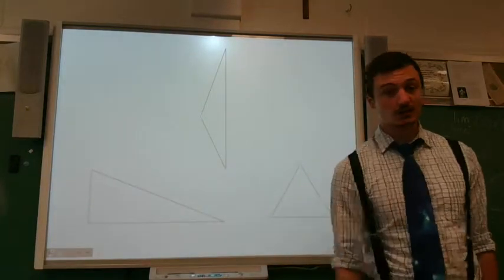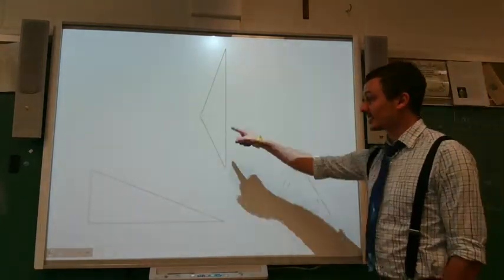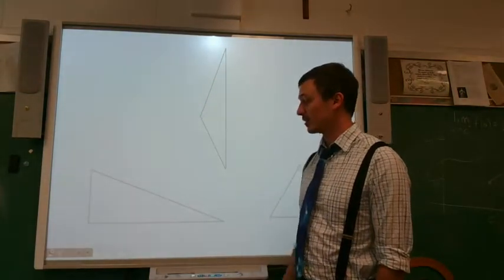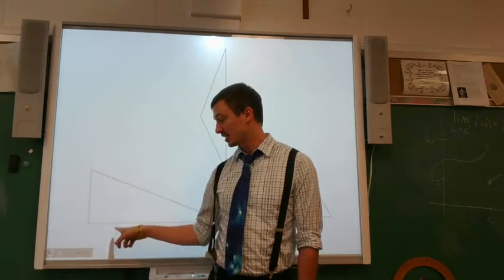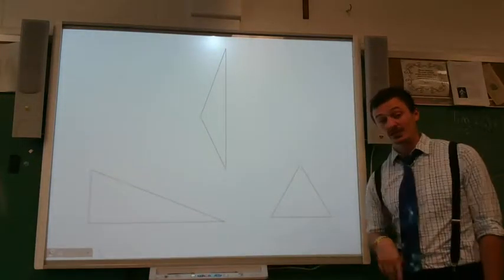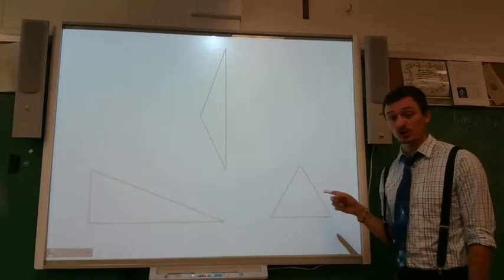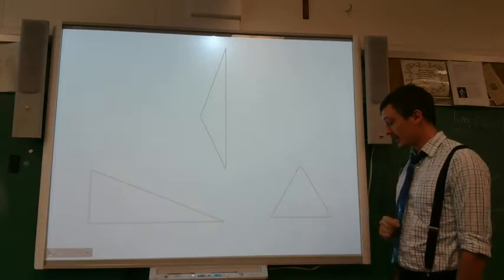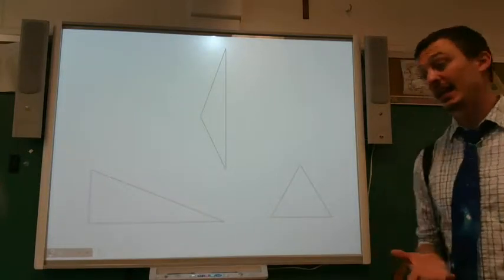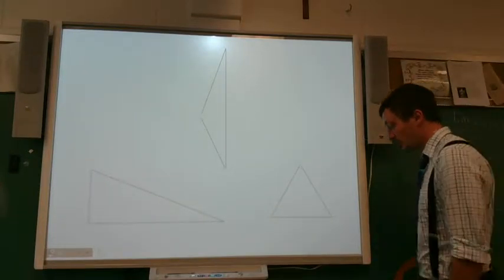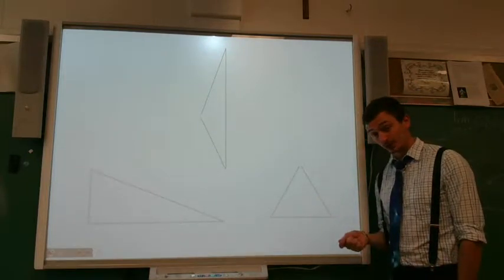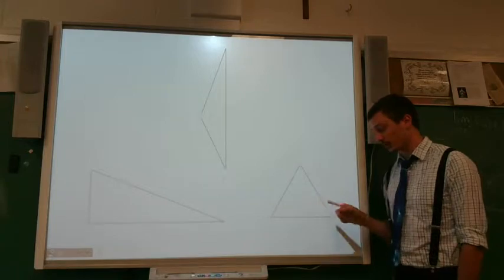In these three triangles, this is an obtuse triangle because it has one obtuse angle. This is a right triangle because it looks like it has one right angle. And this can have two classifications. One, it can be an acute triangle because it has three acute angles, but it can also be an equiangular triangle because it has three equal angles.